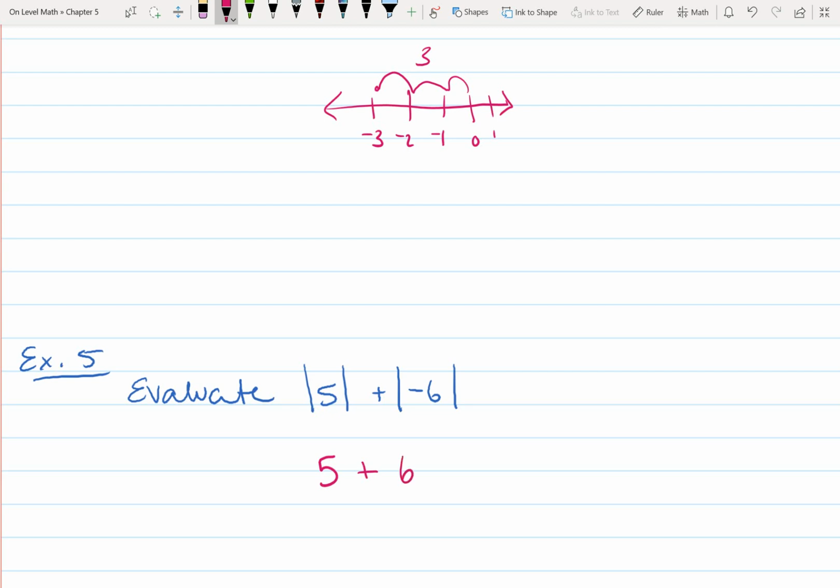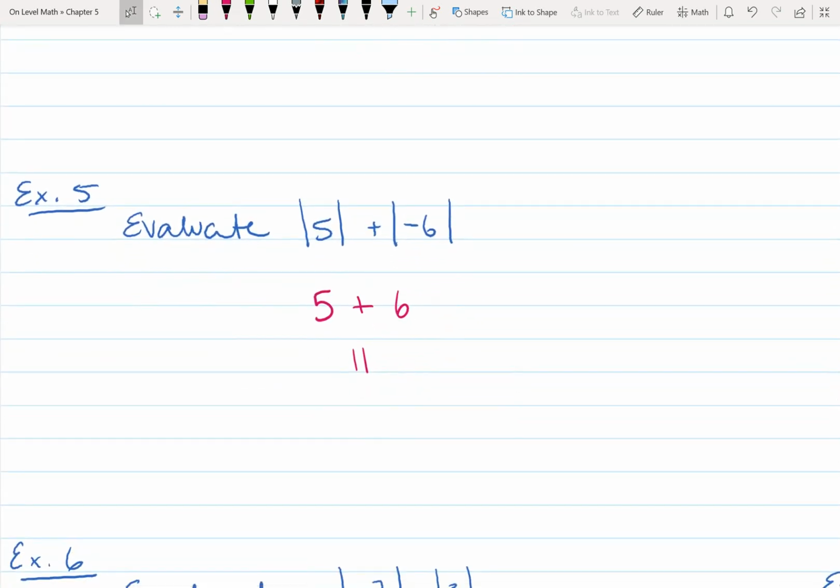And then we just work like order of operations. 5 plus 6 gives us 11. As soon as you find the absolute value of that number, you do not have to keep the absolute value bars anymore. As soon as you find it, you drop those absolute value bars.